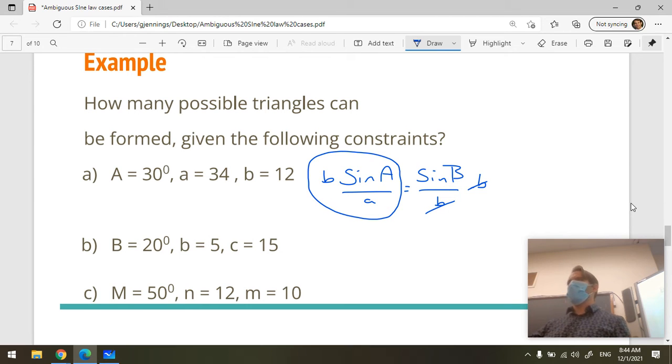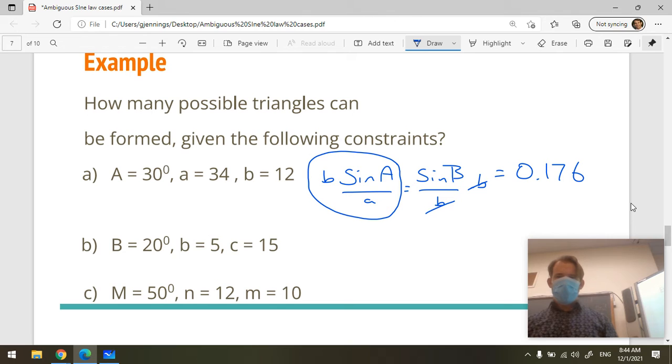Will it be a situation where it creates 1 triangle, 2 triangles, or no triangles? So let's punch this on our calculator. I am going to punch here B divided by A, so that's 12 divided by 34 equals about 0.35. And then I'm going to multiply that by sine of 30. And sine of 30 we know is exactly a half, and that's equal to 0.176.